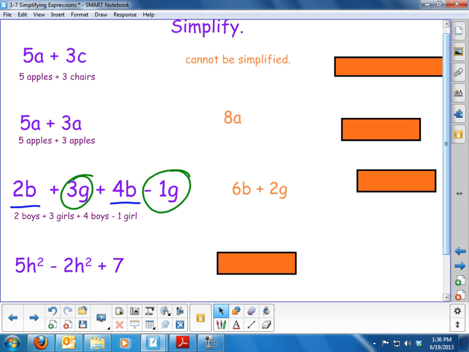Let's look at the next example: 5h squared minus 2h squared plus 7. What can be combined there? What are our like terms? An h squared is like terms with an h squared, so I add or subtract their coefficients. What are the coefficients? They're the numbers in front of the variable. So 5 minus 2 gives me 3. The 7 is called a what? What's that word, guys? That's a constant. The 7 cannot be combined with an h squared. Those are not like terms, so it gets left alone.